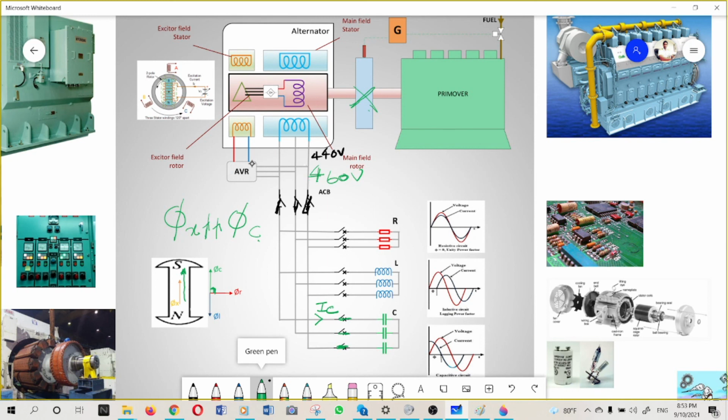This is monitored by the AVR, which will sense this increment of EMF and decrease the excitation voltage. Then the exciter field rotor induced EMF will be less, the magnetic field strength of the main rotor will be less, and the voltage is restored to our set value.